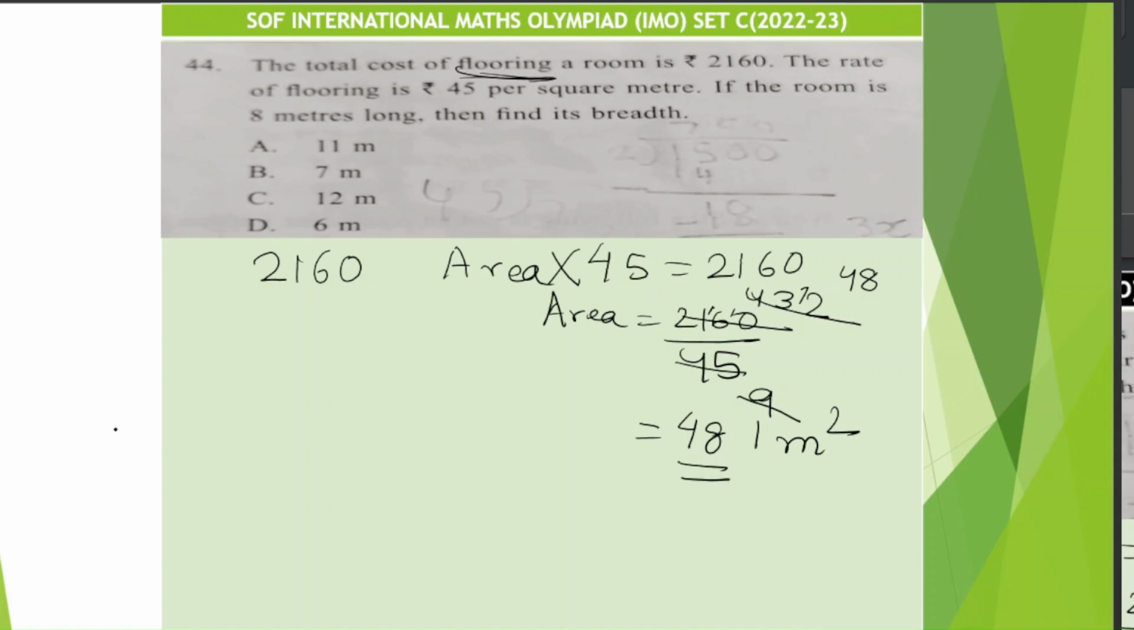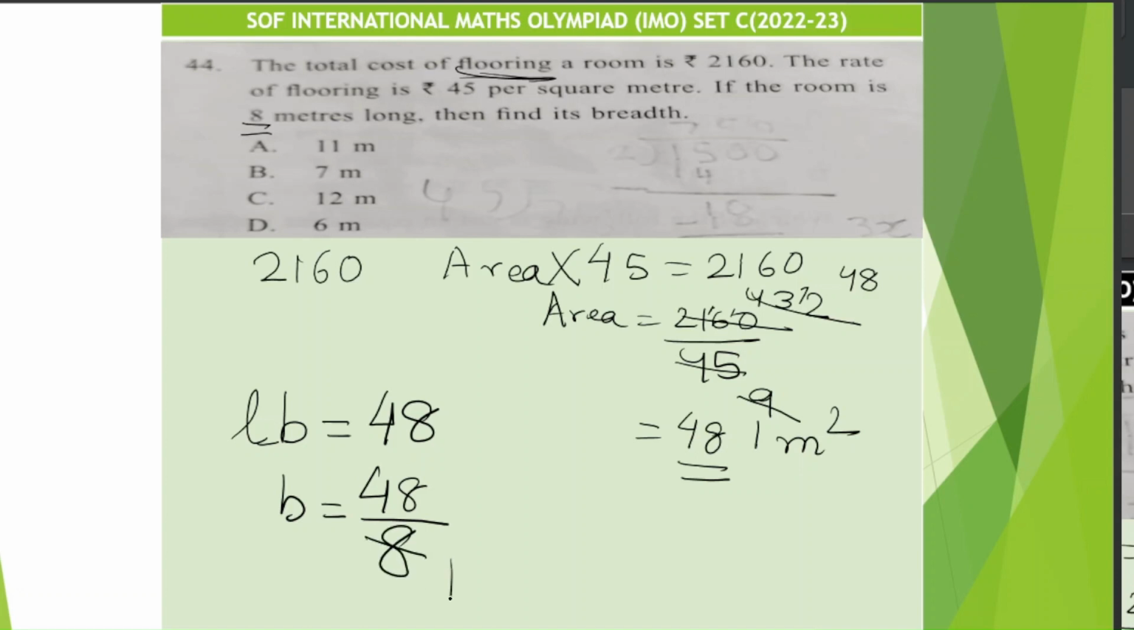48 meter square is the area of the floor of the room. So then we know the length, not the breadth. Length is 8 meters long. What is the formula for area of any rectangular place? Length into breadth. Length into breadth we already know is 48. Now we just need to find the breadth. 48 divided by the value of L. What is the value of L? It's given already here, 8. So I put 8 here. 8 ones are 8. 8 sixes are 48. So breadth of the room comes up to be 6 meters.